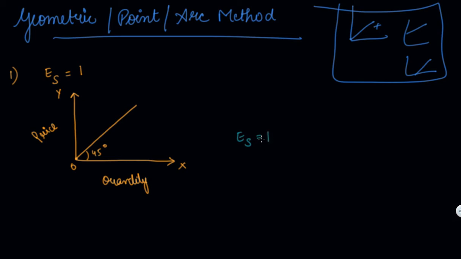No matter what, a straight line upward sloping supply curve shooting from the origin always shows elasticity of supply equal to 1, right? It can make any angle. Any angle it makes from the origin will give you elasticity of supply equal to 1.